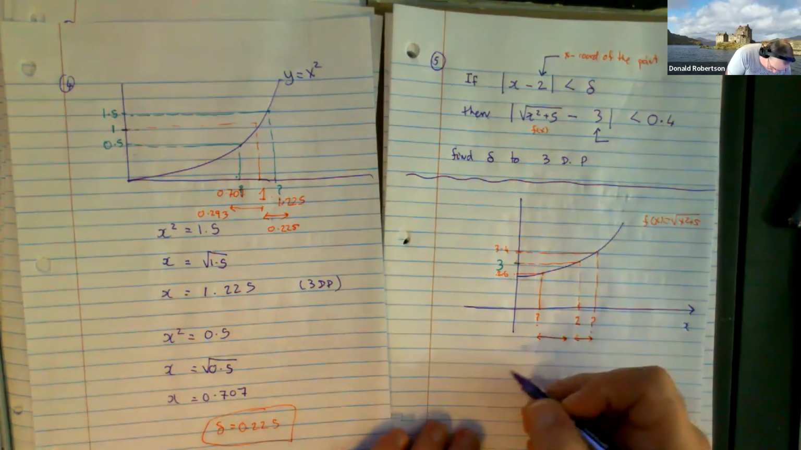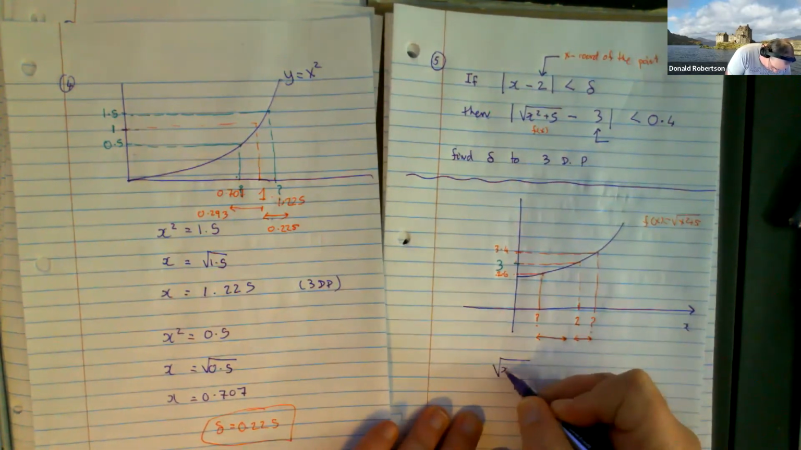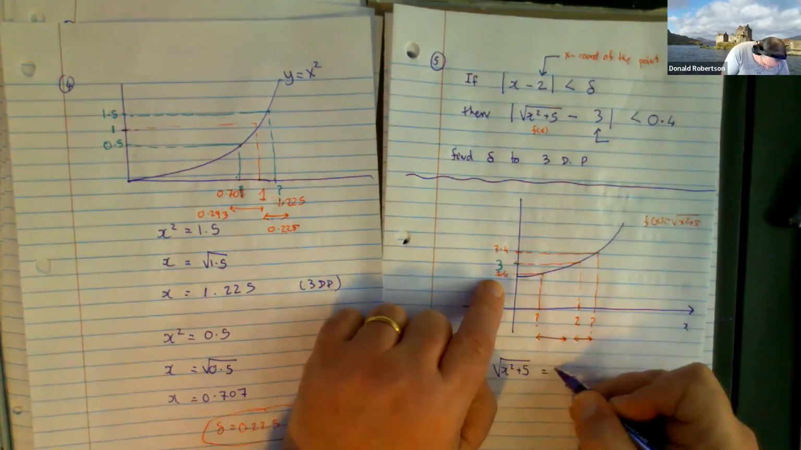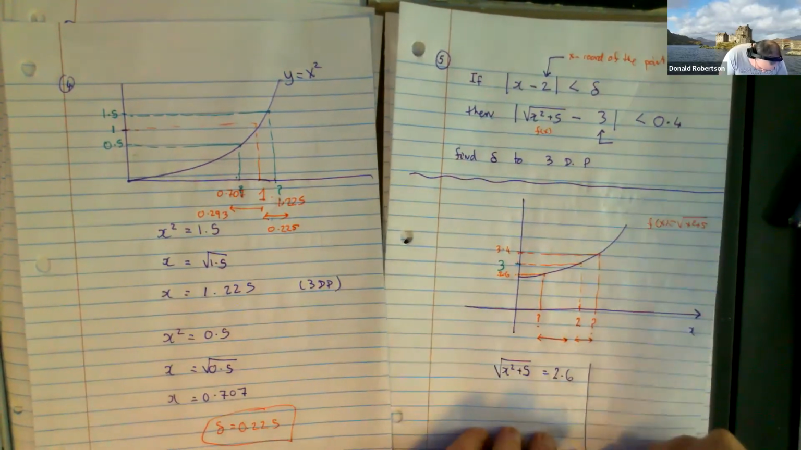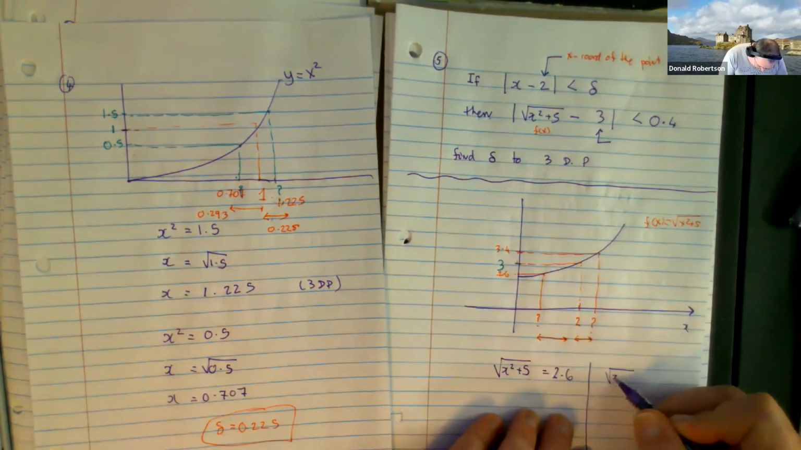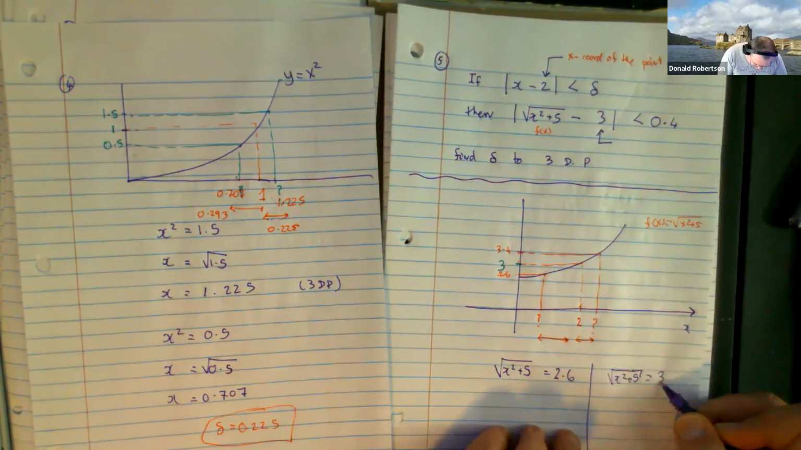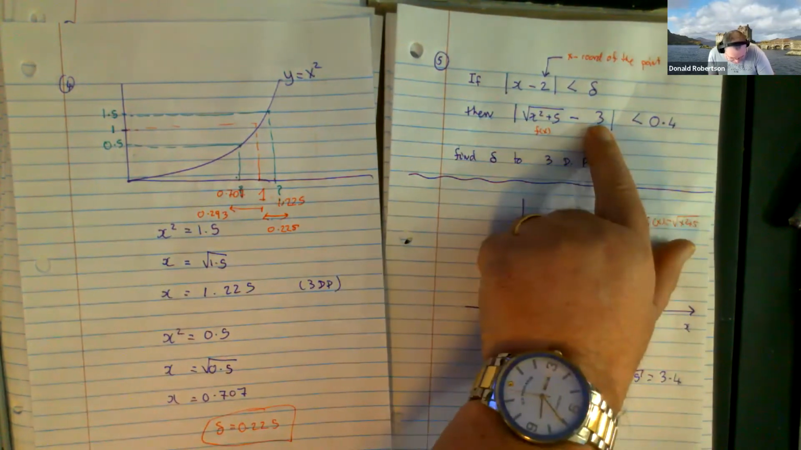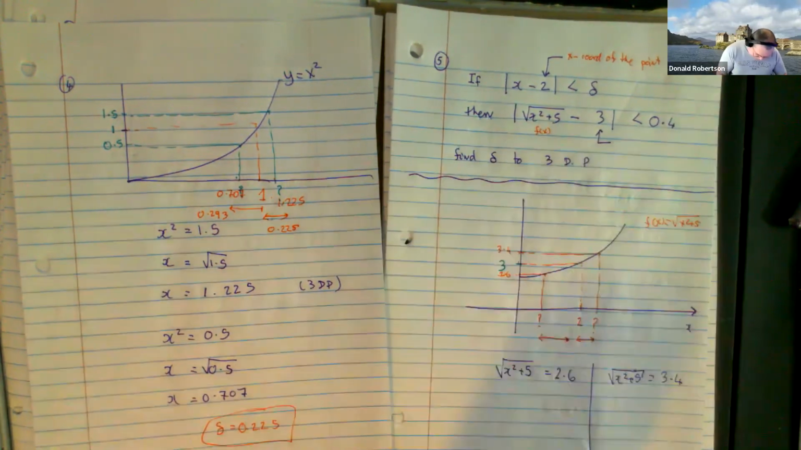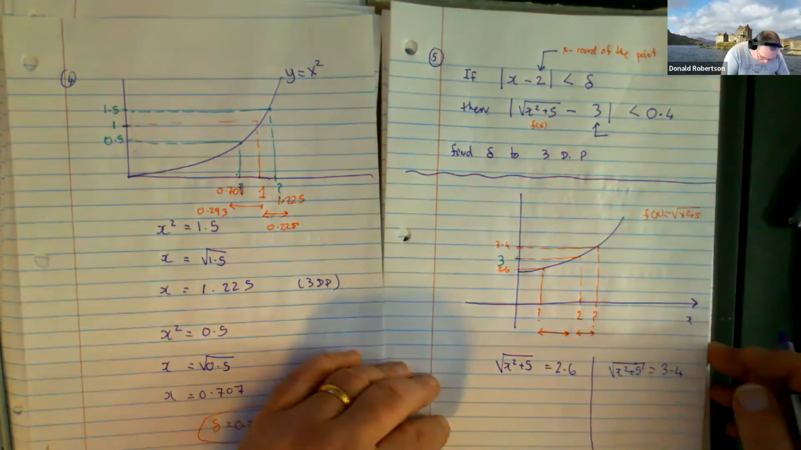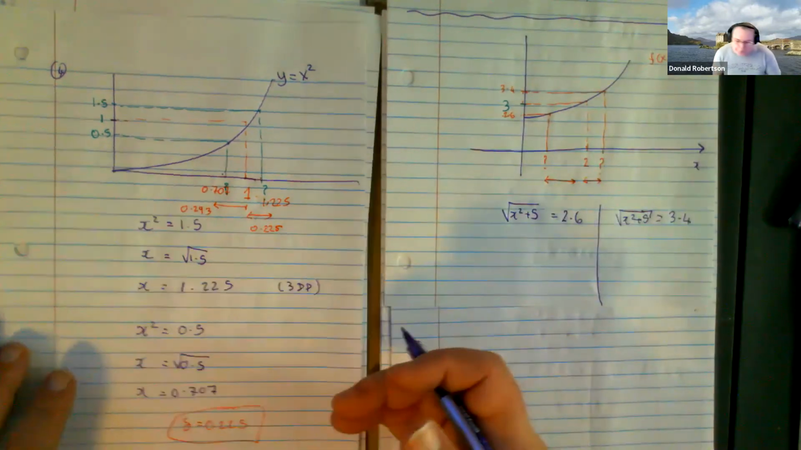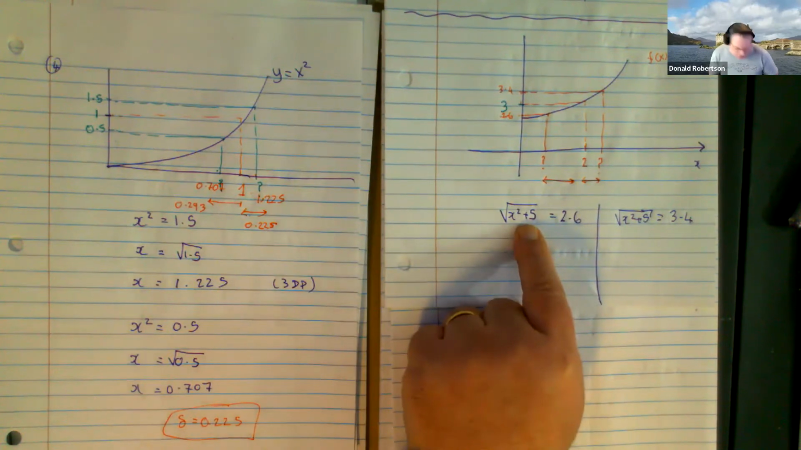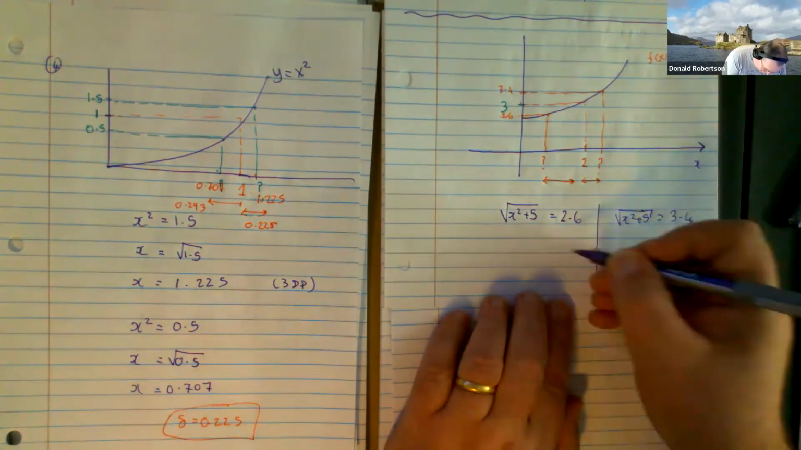The function is the square root of x squared plus 5. And I want to know when is it equal to 2.6. And then on the other side, the square root of x squared plus 5, I want to know when it's 3.4. And just to remind you where these two come from, 3 plus that, 3 take away that. Okay, if you forget where this came from and just focus on solving this equation, as long as you do it to both sides, it's okay, right?